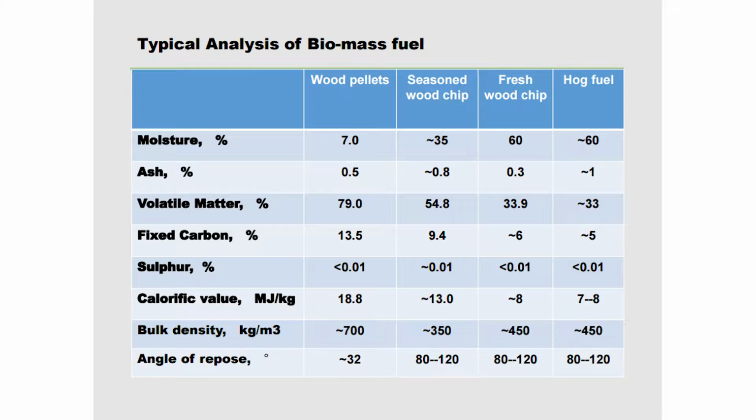For the fresh wood chip, moisture up to 60%, 55, 70, 60% is very normal. And heating value down to 8 megajoule per kilo. Again, weight is heavier, but the angle is much higher. Hogger fuel is very much the same, but the ash content has increased because of more bark being involved. With bark, that certainly is going to have more contamination from the soil during the harvest.